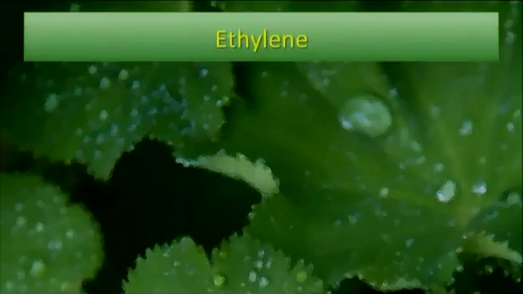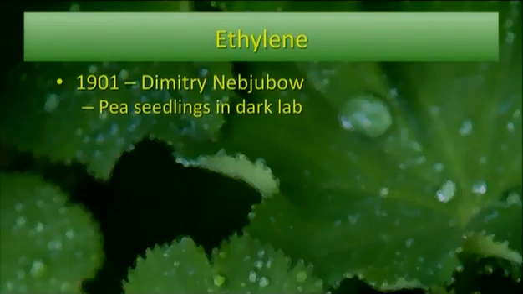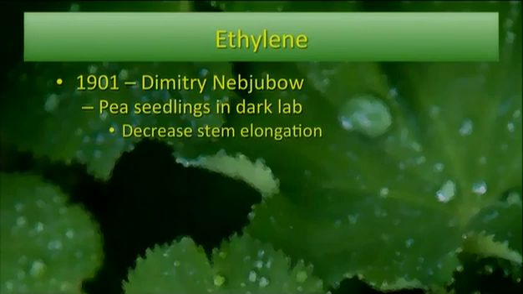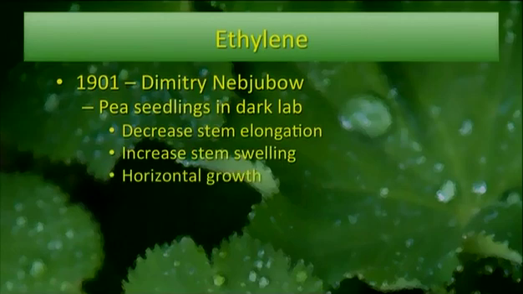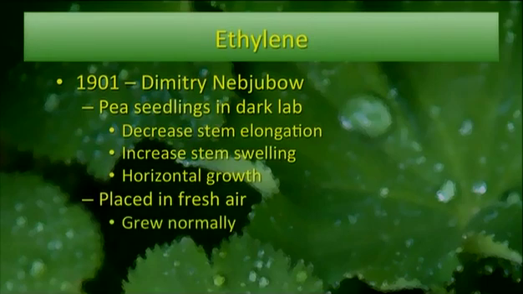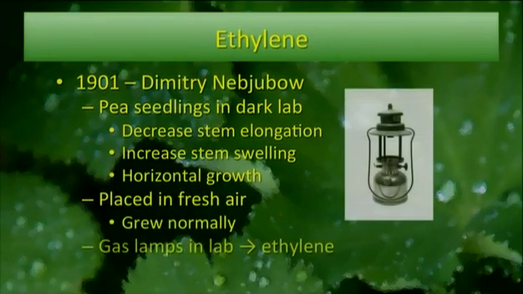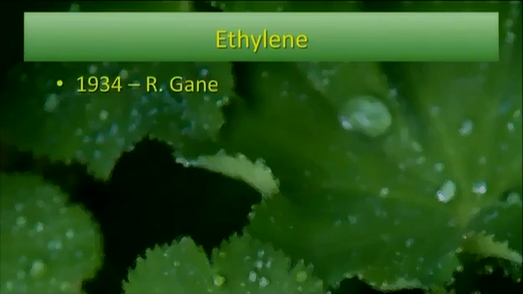Now the last plant hormone we're going to talk about is ethylene. In 1901, Dmitry Nedjubo had pea seedlings in a dark lab. What he saw is that their stem elongation was decreased, and they had an increase in stem swelling, and they also showed horizontal growth. When he placed them in fresh air, they grew normally. So what he found out is that the gas lamps that were used to light the lab were giving off ethylene.